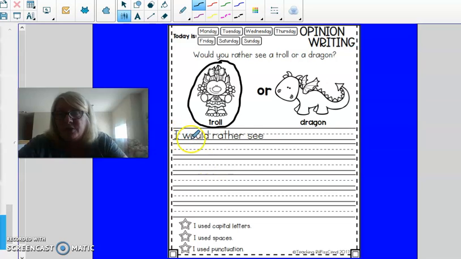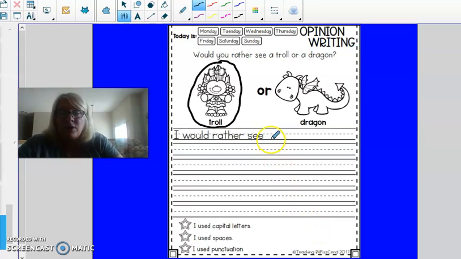I use spaces. Remember, we need to put a little space between each word, because if we don't, it will look like one long word. So we need each word spaced out a little bit. And I use punctuation. Now we have learned about a period, a question mark, and an exclamation point. Okay? So now I'm ready. I know what I need to remember.